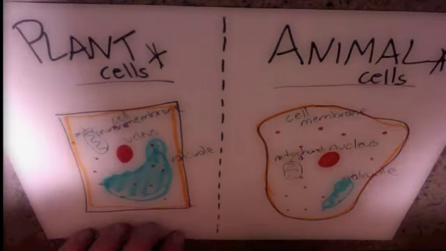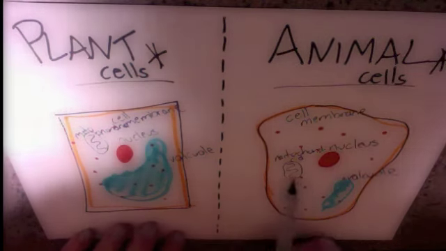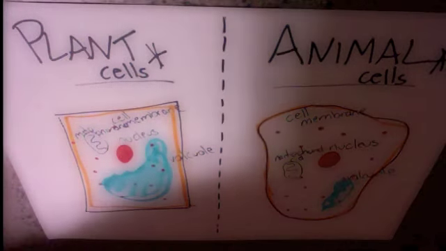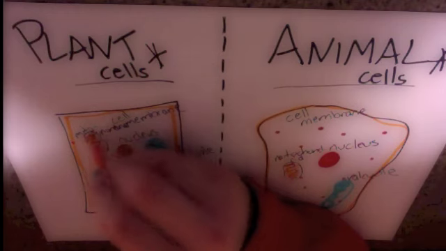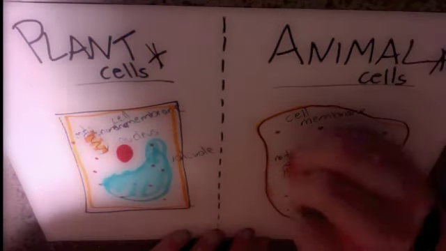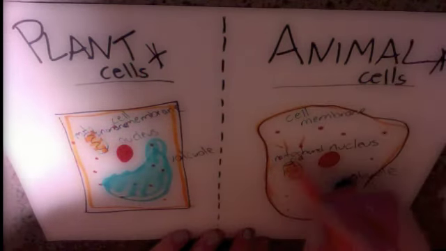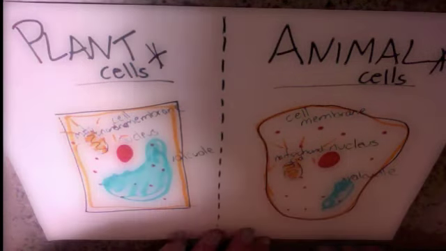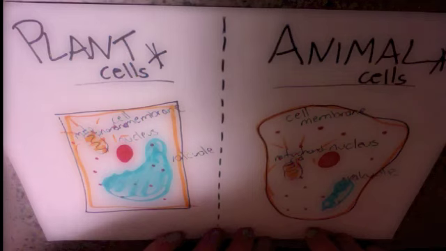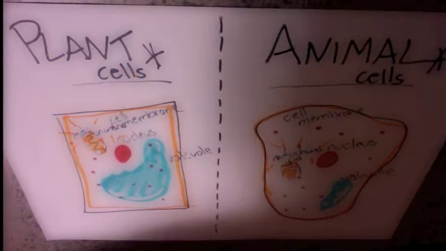Okay. Now, in both plant cells and animal cells, the mitochondria has a very special job. The job of the mitochondria is to do something, you may have heard of it, called cellular respiration, which creates energy for the cell using sugar. It turns sugar into usable energy for the cell, which is very, very important. All cells need energy to reproduce and to grow.